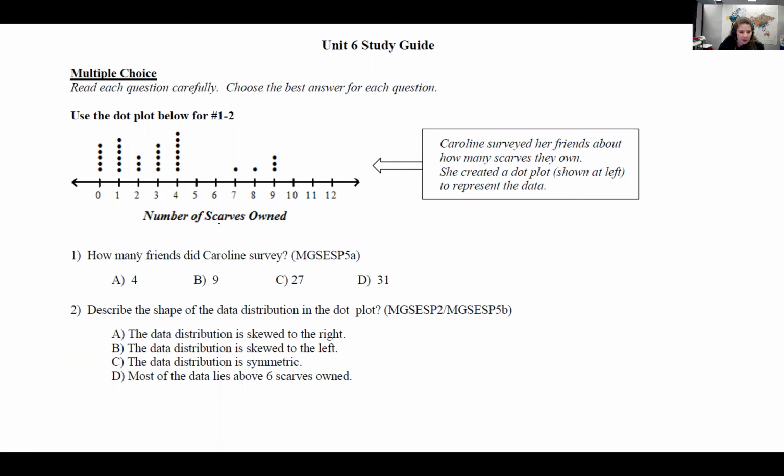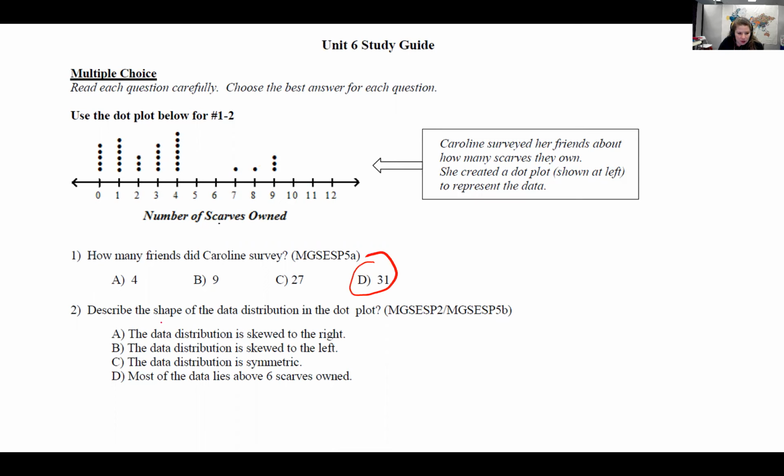So number one, how many friends did Caroline survey? So we see that she surveyed some of her friends about how many scarves they own. Each dot represents a person, so all we've got to do is count the dots. So I know this is 5, 10, 15, 20, 21, 22, 23, 24, 25, 26, 27, 28, 29, 30, 31.